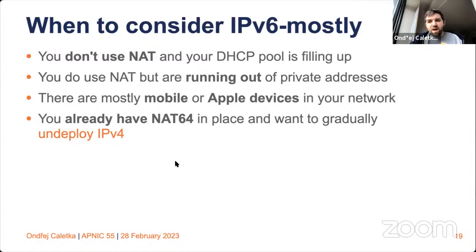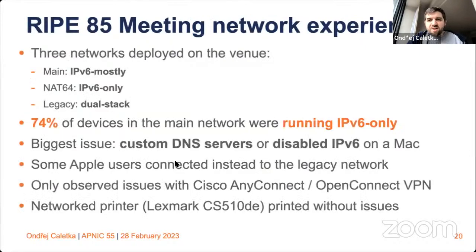And because with the RIPE meeting network that we do for our meetings, we basically check most of these bullets here. We don't use NAT, and our DHCP pool is filling up. There are mostly mobile devices there, and we already have NAT64. We tried and deployed it during our last meeting, RIPE 85, and we also deployed other networks, and the numbers were pretty good.